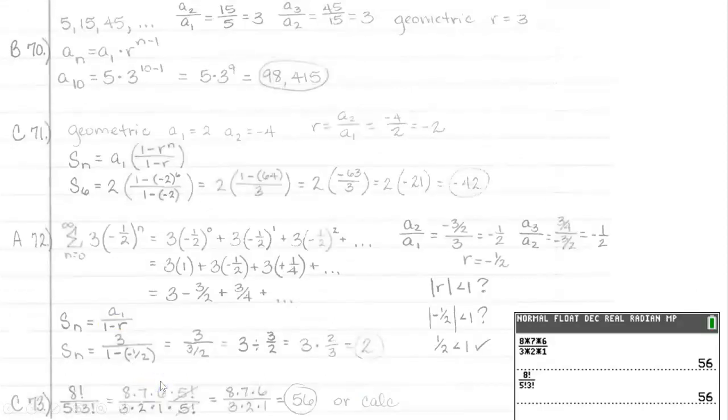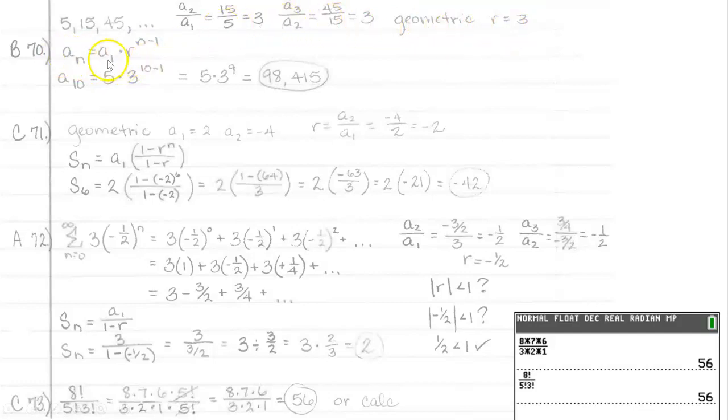For 70, they gave us 5, 15, 45, and they asked us to find the 10th term of this geometric sequence. So they went ahead and told us it was geometric. If they hadn't, we could have figured that out. Second term divided by first is 3. Third term divided by second is 3. So we would have found out this was geometric with a ratio of 3. And they want us to find the 10th term.